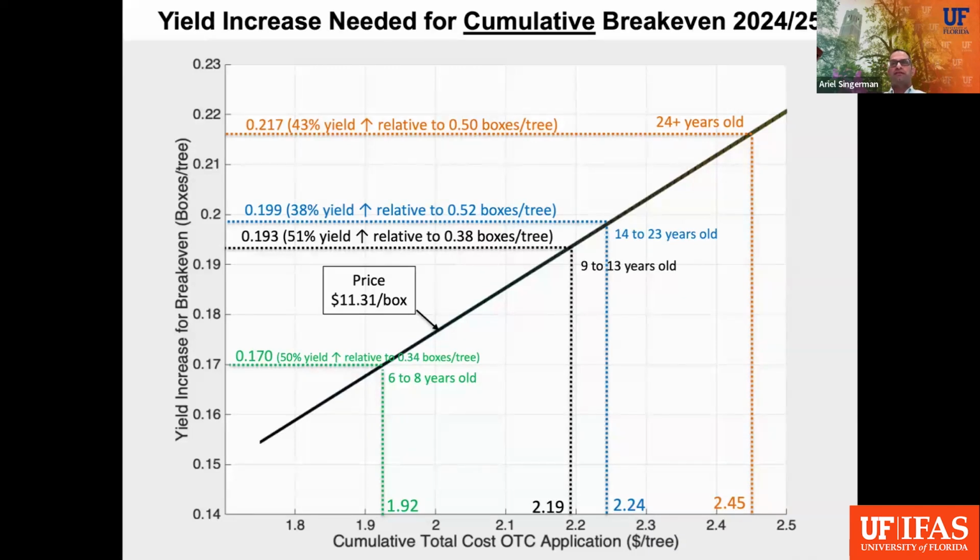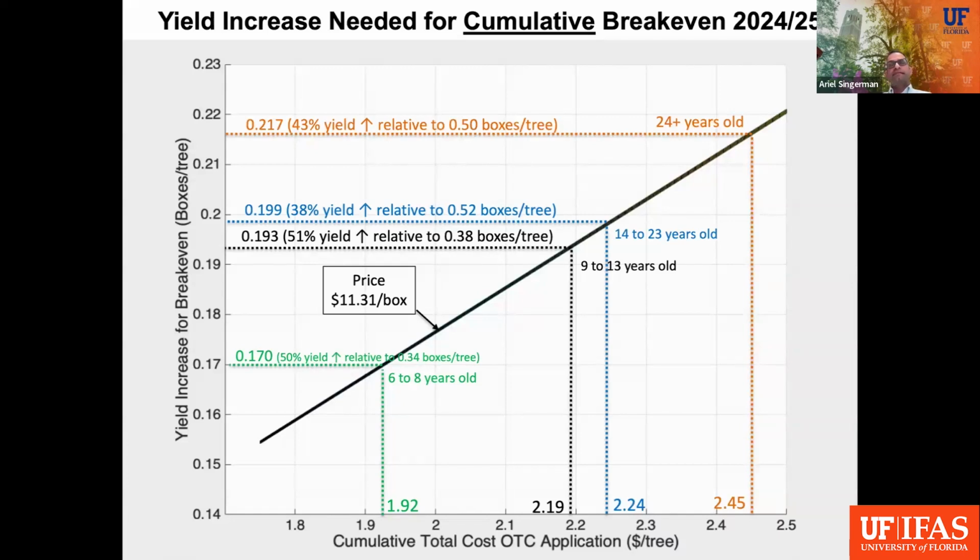For the 9 to 13-year-old trees, that cost would be $2.19, and so the yield increase would need to be 51% relative to 0.38 boxes per tree. And for the 6 to 8-year-old trees, that cumulative cost is $1.92. And so the yield increase needed for break-even is 0.17 boxes per tree, which represents a 50% yield increase relative to that tree age group average this past season.